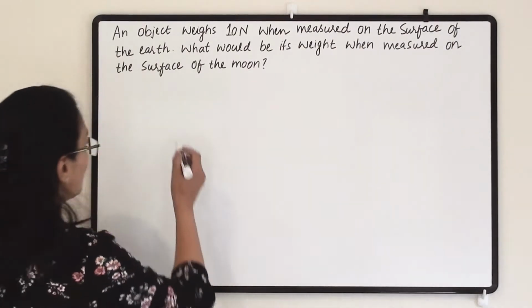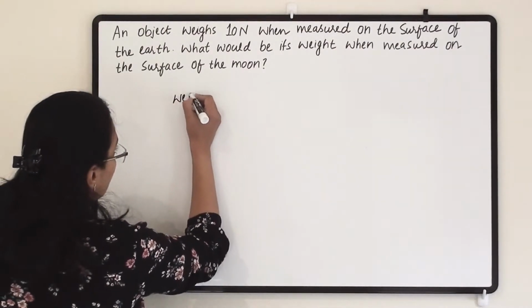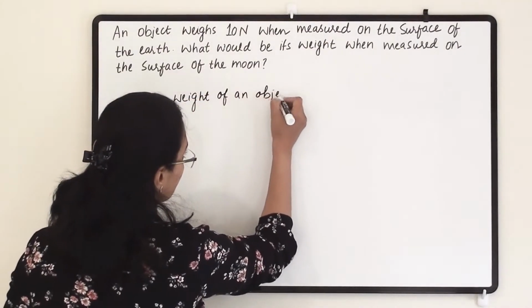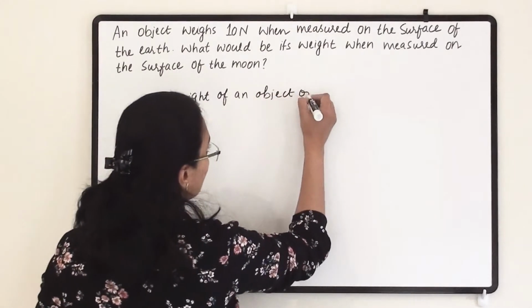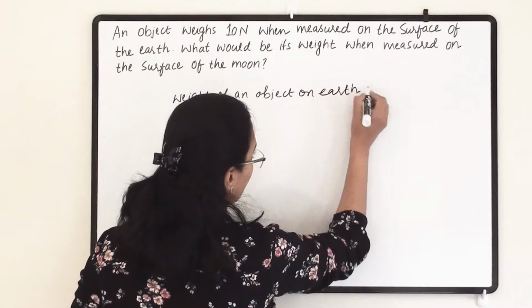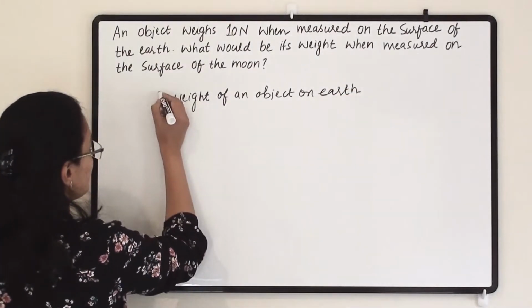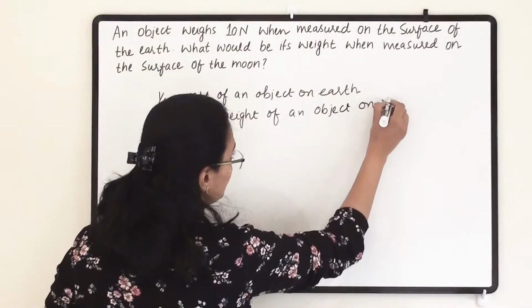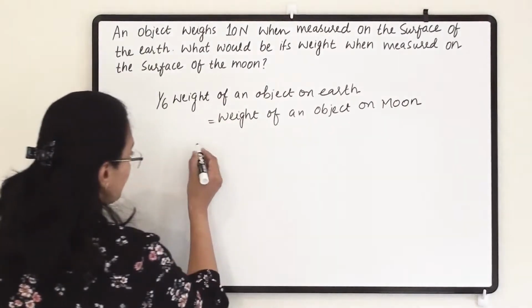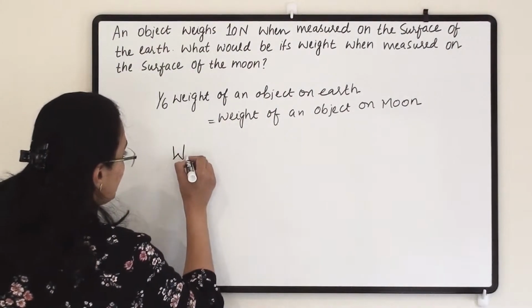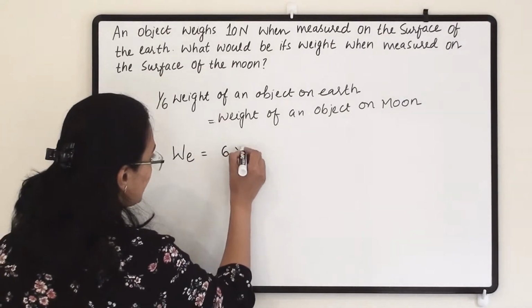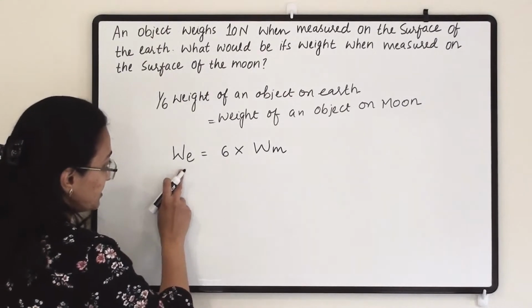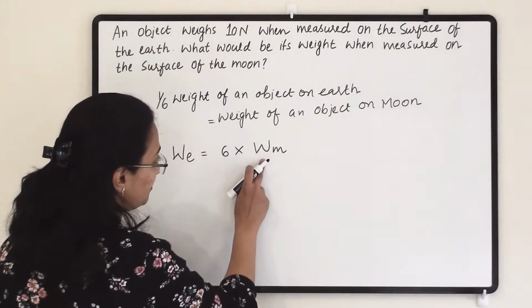So we know that the weight of an object on the moon is 1/6 of that on the earth. So we can also write it like this: WE equals 6 into WM. Weight of an object on the earth equals 6 times the weight on the moon.